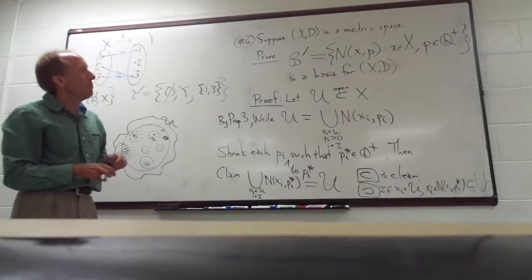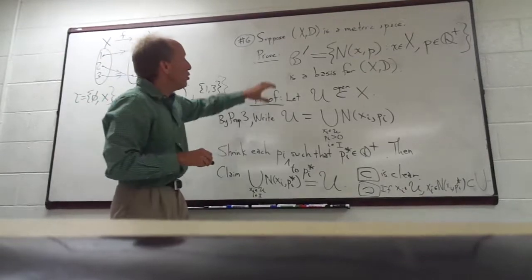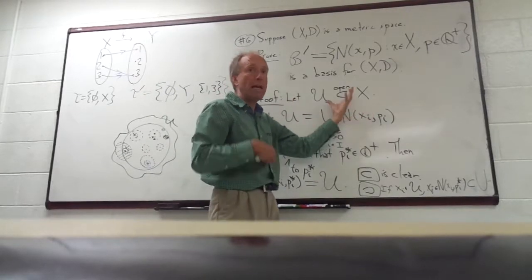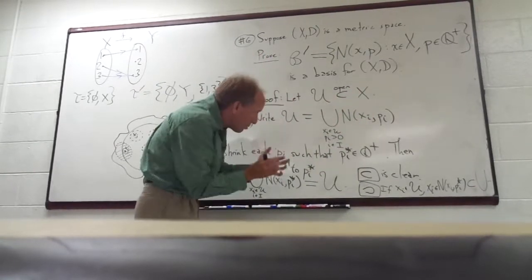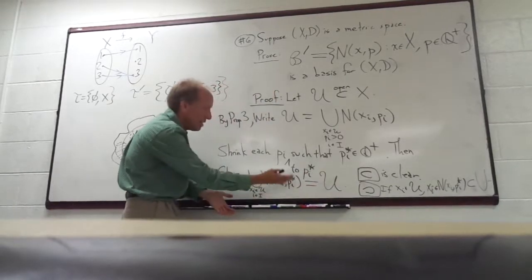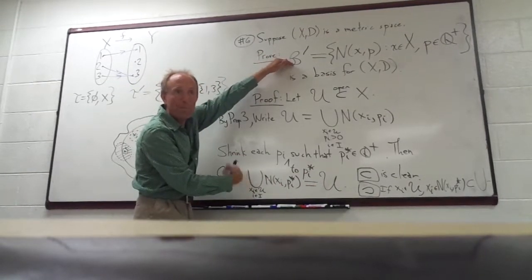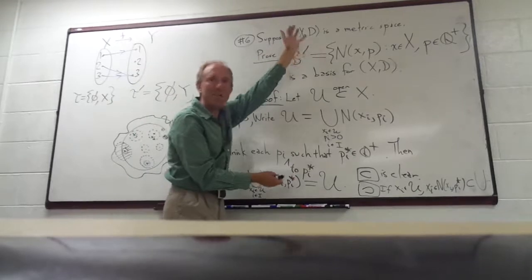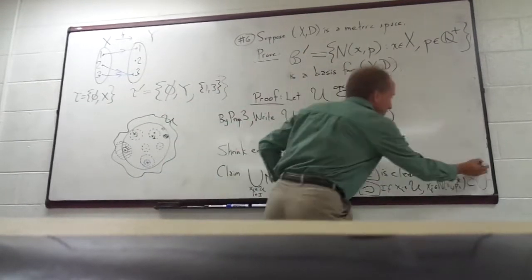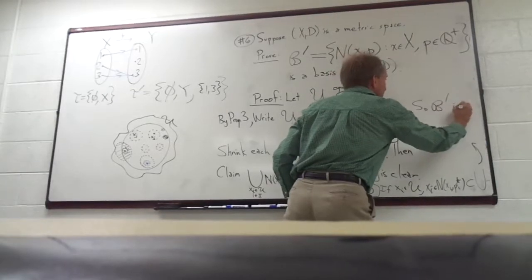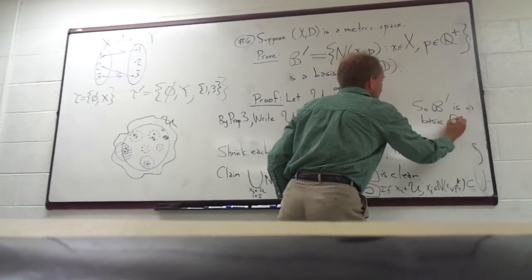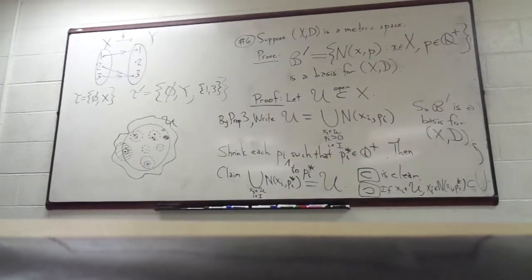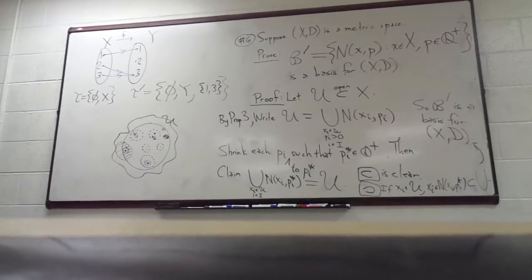Okay? So, what did we do, guys? We took an arbitrary open set, and we expressed it, first of all, as a union of arbitrary neighborhoods. We made those neighborhoods smaller, and now our open set is a union of things in B prime. And that's what a basis is. Every open set is a union of things from the basis. Okay? So, script B prime is a basis for the open sets in that metric space. Yeah, that's all it is.